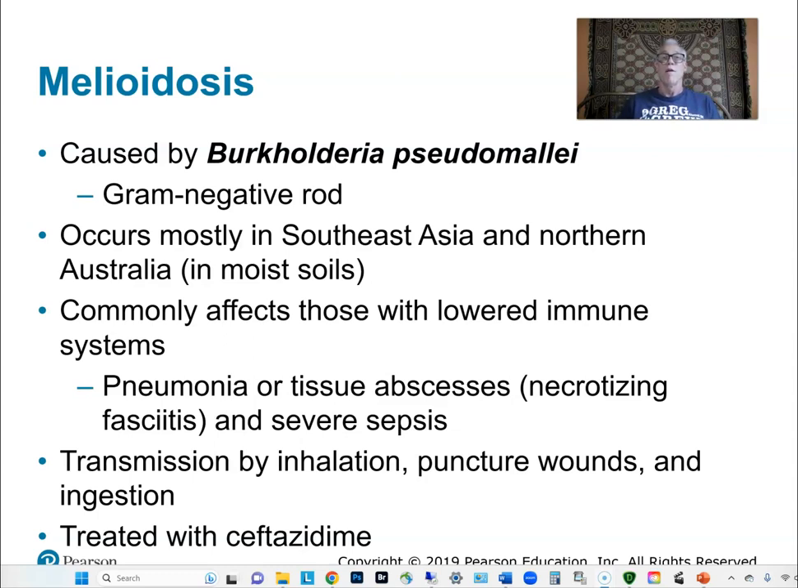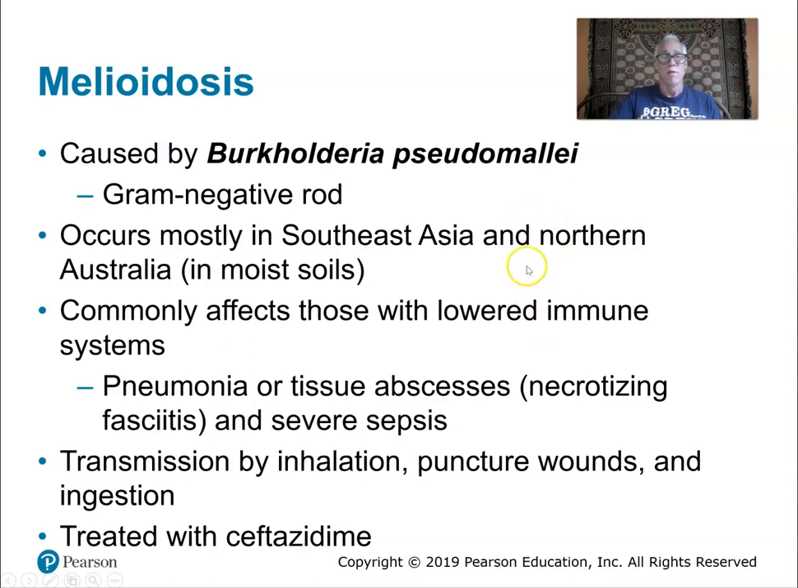Melioidosis, Burkholderia pseudomallei, produces a disease that's endemic in Southeast Asia, northern Australia. It's in moist soils. Gram-negative bacillus commonly affects people with immunocompromise, causes pneumonia or tissue abscesses, can cause necrotizing fasciitis, flesh-eating disease, and severe sepsis. So this can be a very, very serious disease indeed. Transmitted by inhalation, puncture wounds, and ingestion, treated with ceftazidime. So melioidosis.